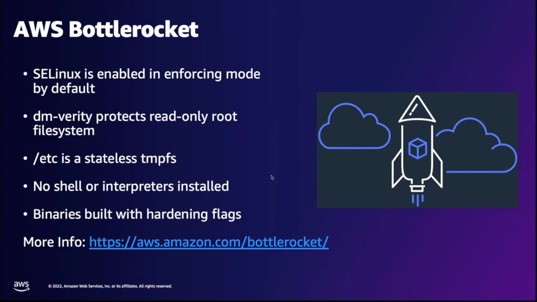Basically, when you have your Linux system, you have two modes: the permissive mode, in which permission denials are logged but not enforced, and enforcing mode, in which everything is logged and also enforced at the same time. So that's why you should consider using the AWS Bottlerocket when you're creating your containers with EKS, because it follows these best practices.